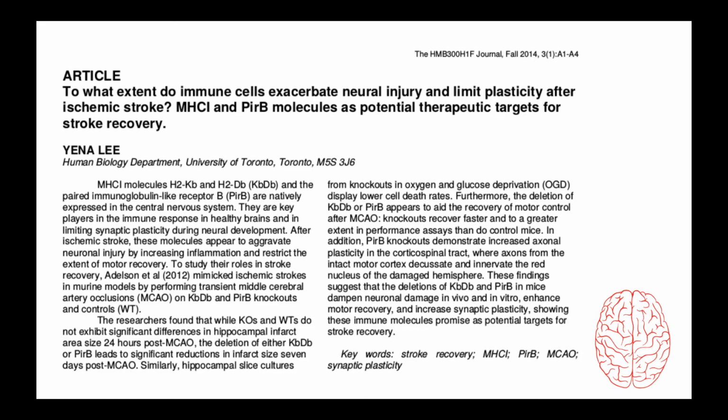And the background and rationale should tell us what gap in the field this study aimed to address. So, why they did this study.